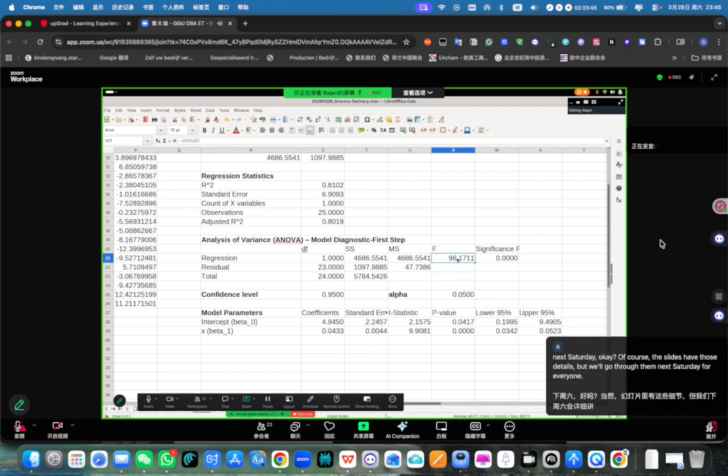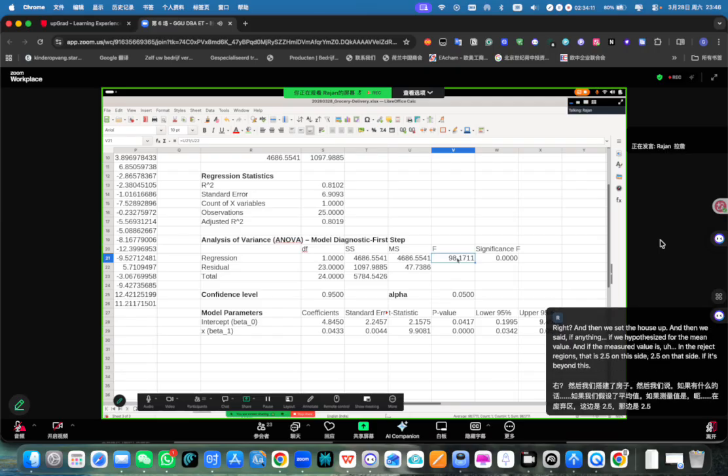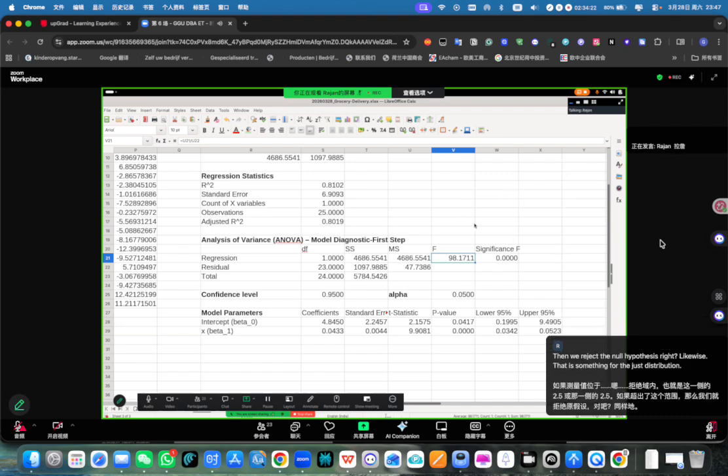Okay, here's the thing. Remember, we had the normal distribution, right? And then we said the alpha. If we hypothesized for the mean value, and if the measured value is in the reject regions, that is 2.5 on this side, 2.5 on that side, if it's beyond those, then we reject the null hypothesis, right? Likewise, there is something called the F distribution.